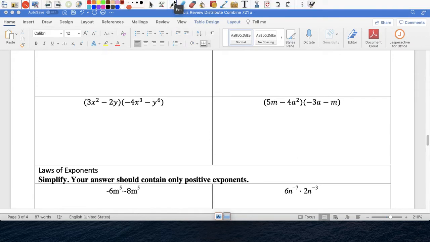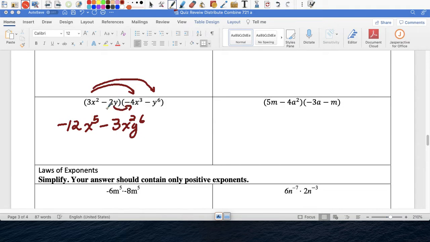Remember, we're multiplying here. So the product rule comes into play, right? If the bases are the same, you keep the base, you add the exponents. Well, let's do these two, and then these two. Positive and negative is negative. 3 times 4 is 12. And then x squared times x to the third power is x to the fifth power. Positive times negative is negative. 3 times that invisible one is 3. And then x squared y to the sixth.